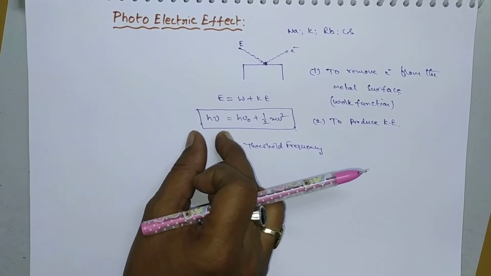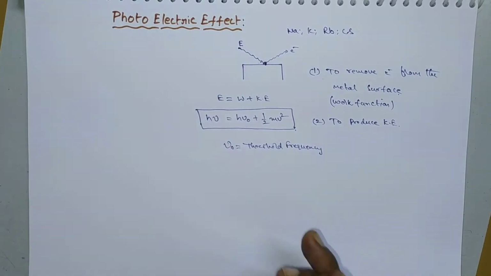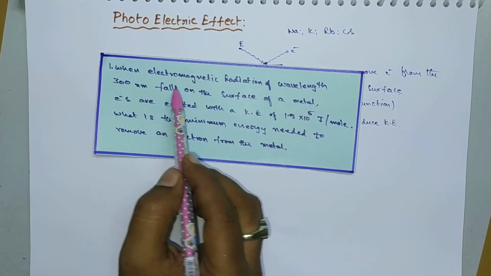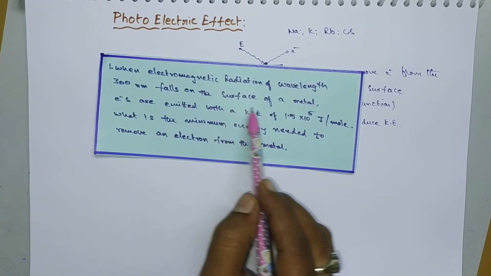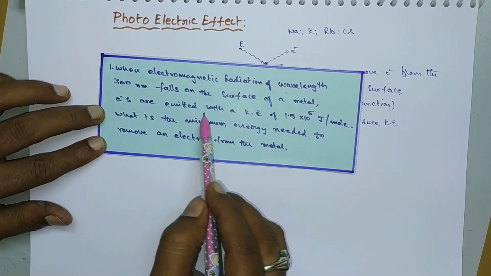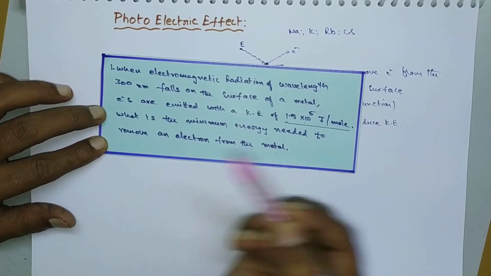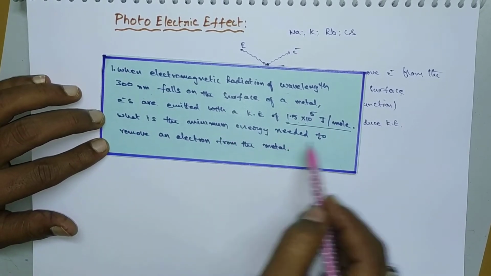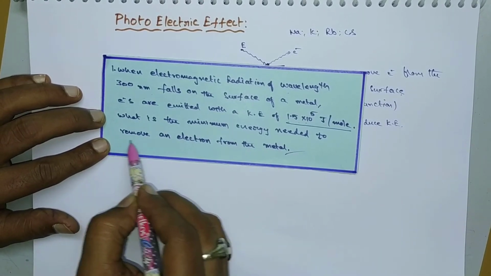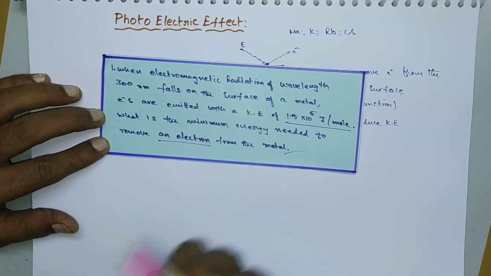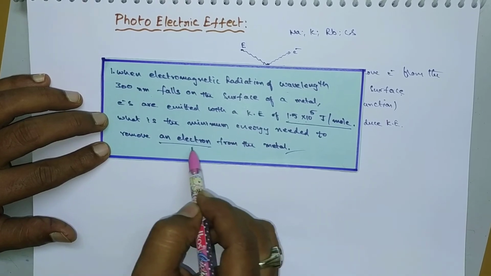And next, let us discuss one problem based upon this photoelectric effect. When electromagnetic radiation of wavelength 300 nanometers falls on the surface of a metal, the electrons are emitted with kinetic energy of 1.5 into 10 power 5 joules per mole. What is the minimum energy needed to remove an electron from the metal? We are asked to calculate the energy required to remove an electron.